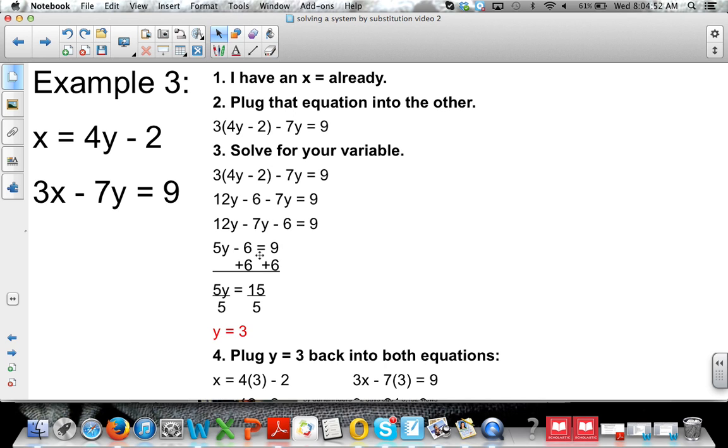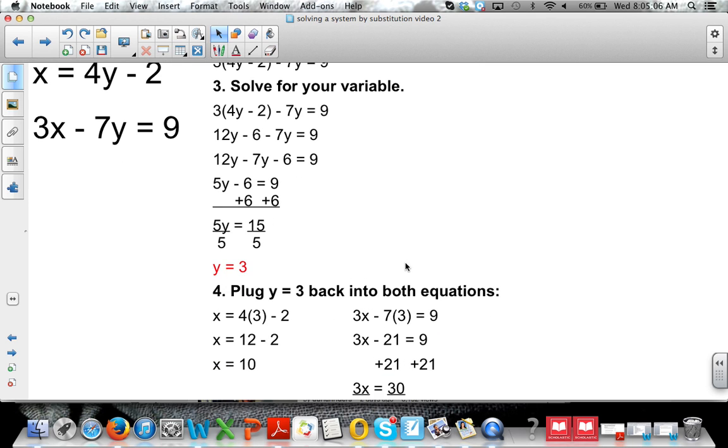And then I have to add 6 to both sides to get y by itself. And so I end up with 5y equals 15, and then I need to divide. So I end up with y equals 3. So now that I know that y equals 3, I need to plug that back into both of my equations. So I've got x equals 4 times 3 now, minus 2, and that simplifies to 12 minus 2, and then 10. Then in the other one, it's got a little bit more solving involved.